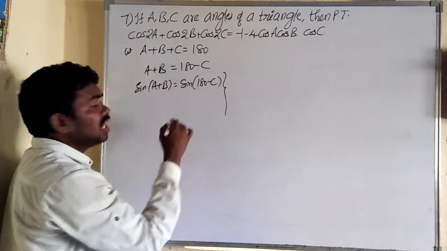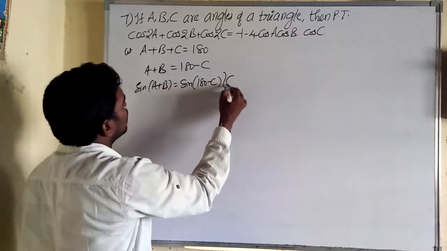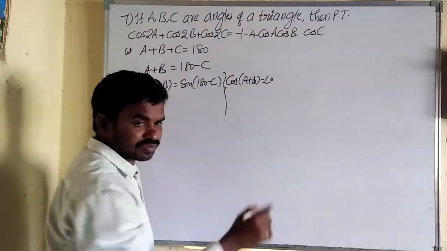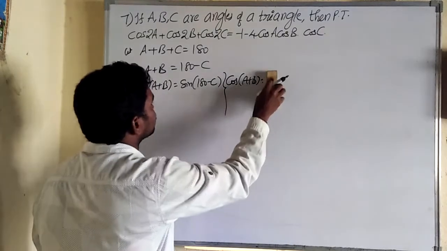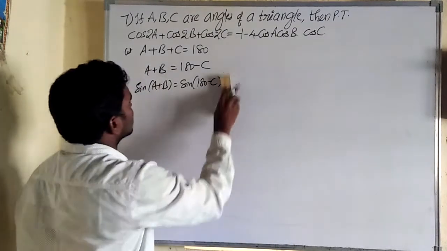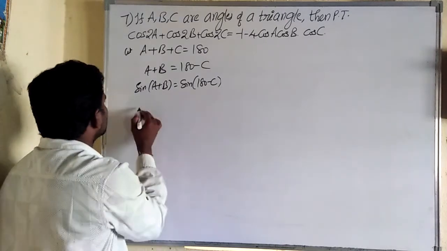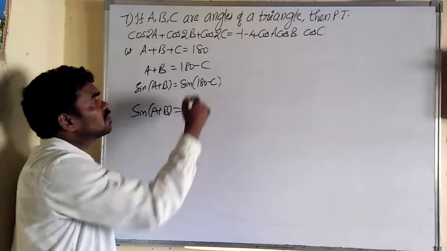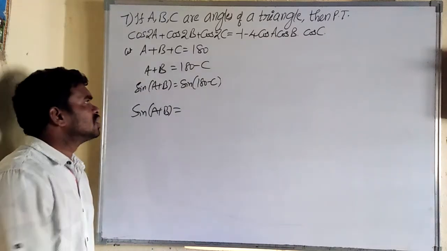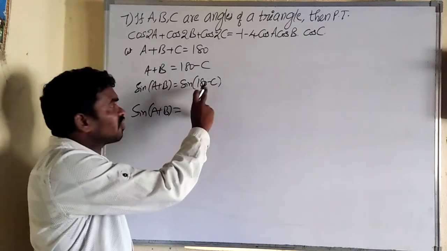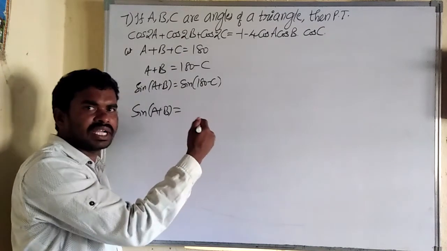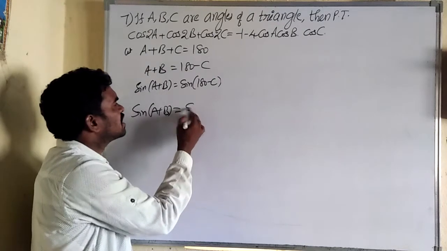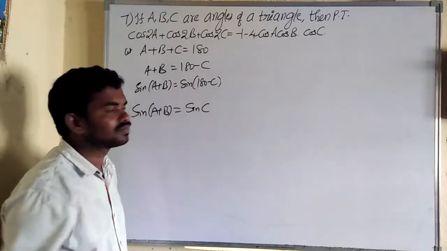Compulsory we should take this. If you take cos on both sides, then cos of A plus B is equal to cos of 180 minus C. Simplify this. Sine of A plus B is equal to sine of 180 minus C. 180 minus theta belongs to the second quadrant. In the second quadrant sine is positive. Sine of 180 minus theta is sine theta. So we get sine C.